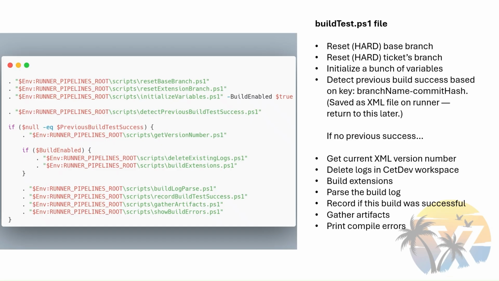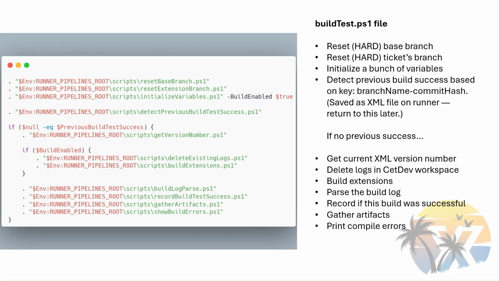capture that as an XML file on our server using a branch name and commit hash key. So I'll return to that later. If this has not succeeded before, if this branch and this commit combination has never been built yet, then we're going to get the current XML version number of the extension.